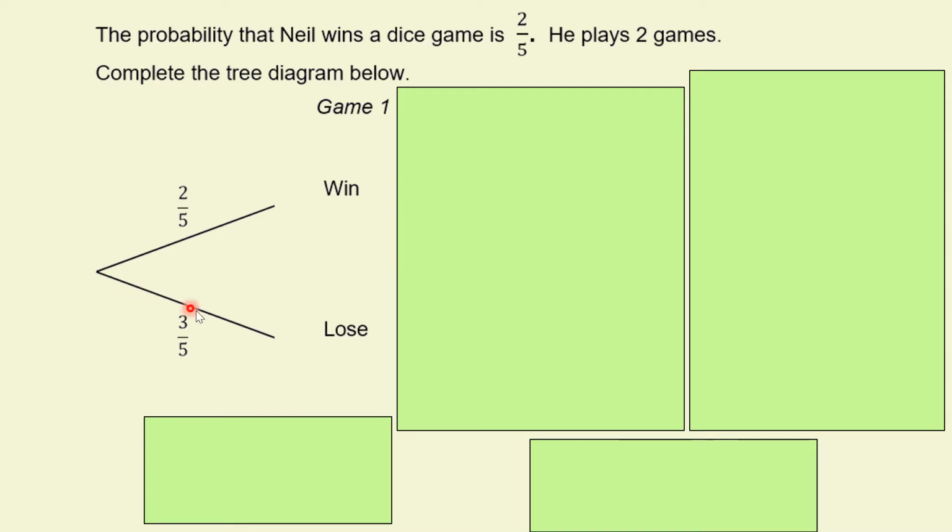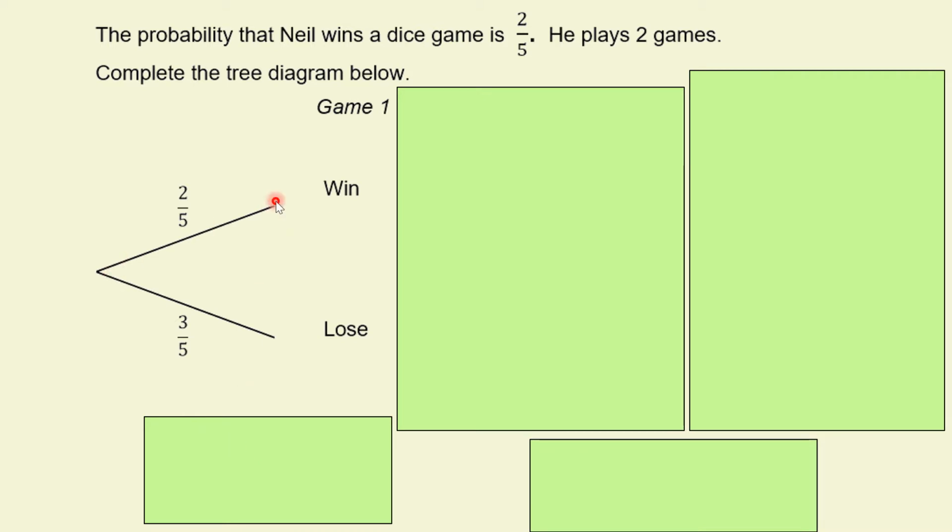Why do we write 3/5 on the other branch? Yeah, because if 2 out of 5 times he wins, 3 out of 5 times he loses. Yeah, and as you said, Riley, the 2 plus the 3 gives you the 5. Okay, so that's game 1.